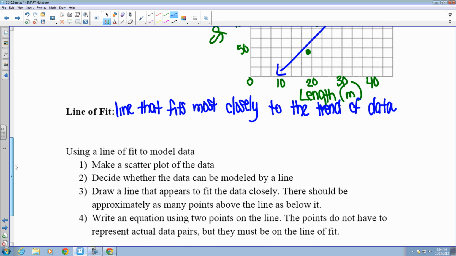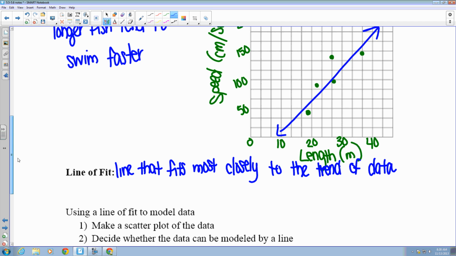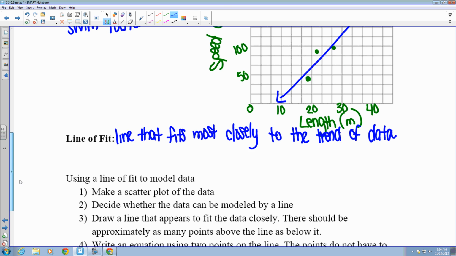So the first thing that you need to do is make a scatter plot and then decide whether it can be modeled by a line. So if it's no correlation, obviously you can't make a line through it. And then draw a line that appears to fit the data closely. There should be approximately as many points above as below it. So if I look at the one I just did, approximately, that's pretty close.